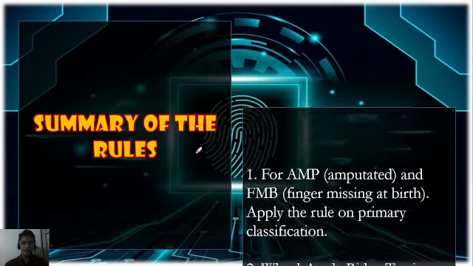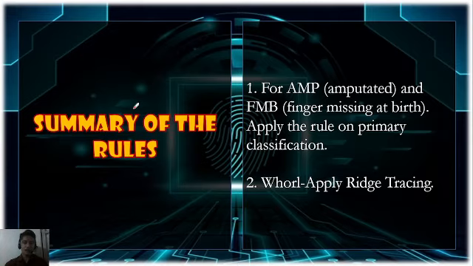Okay, so summary of the rules. Kasi paano naman kapag amputated finger or finger missing at birth? Simply apply the rules that we have learned or we have said sa primary classification. So ganun din sa whorl naman, apply ridge tracing pa rin. Okay, pero tignan natin dito.